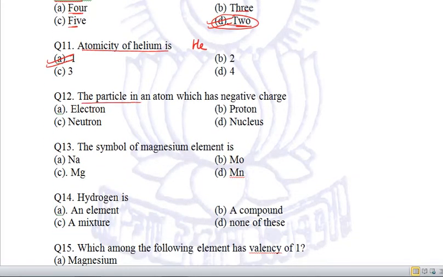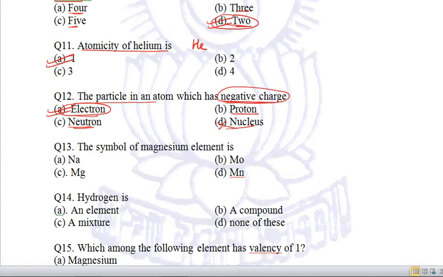The particle in an atom which has a negative charge. Why are you asking this question from us? You should go and ask a 6th or 7th or 8th class student. Even they will tell us that it is the electrons. Protons are positively charged, electrons are negatively charged, sorry, and neutrons are neutral. The nucleus is actually positively charged because of the presence of protons in it. So A, electron, will be our answer.